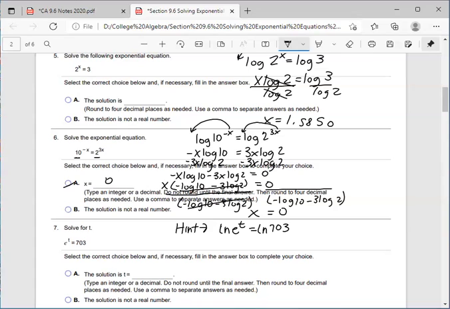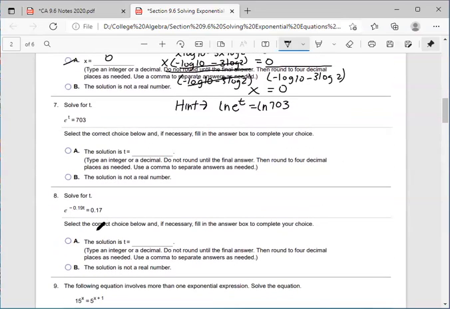Do y'all understand what I'm saying? Everybody okay with that one? Bring the t down front? Okay. That's the hint on that one.